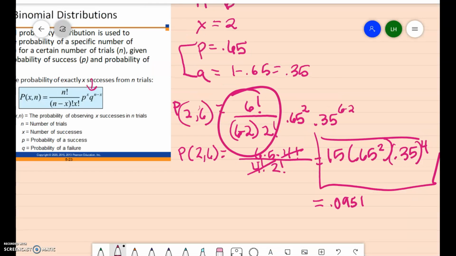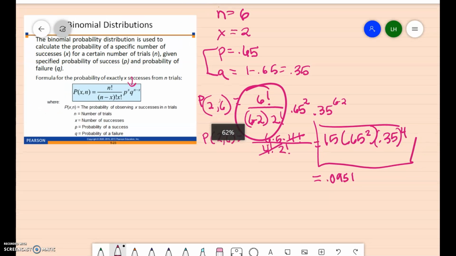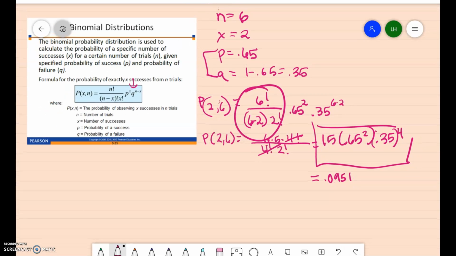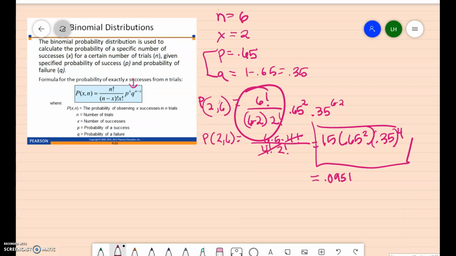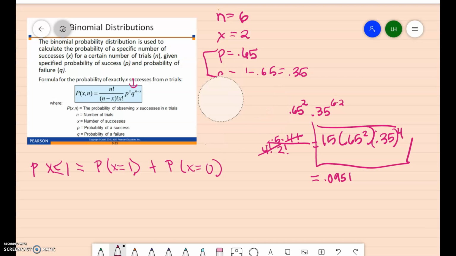All right, let's look at the next part, and you have to be really careful here with all these calculations. We want the probability that x is less than or equal to 1. To find that, you have to find the probability that x equals 1 plus the probability that x equals 0. So we're going to use our formula.